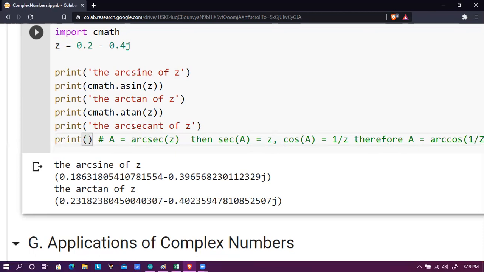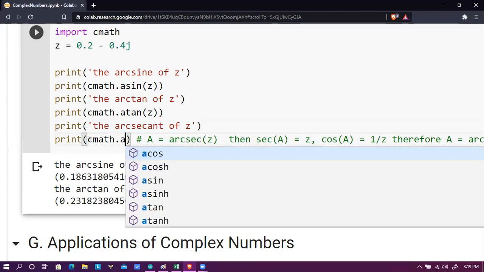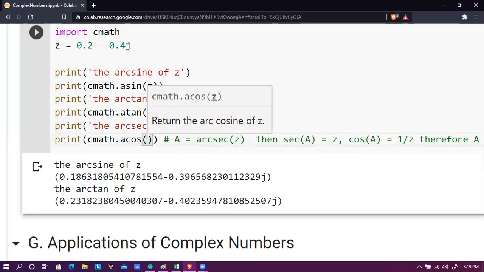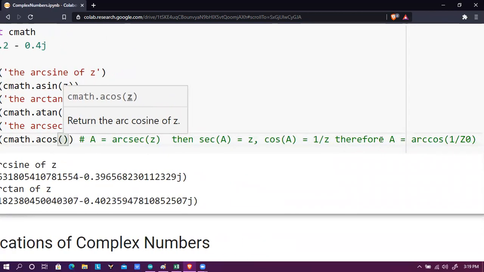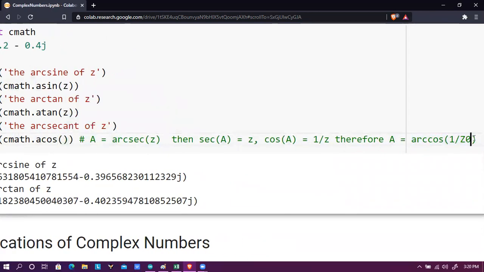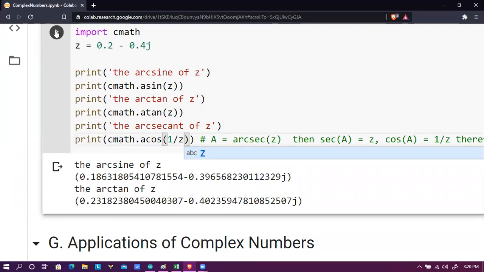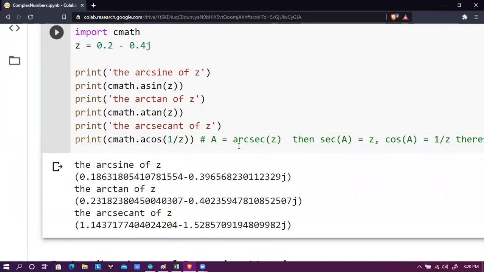Meaning to say, the arc secant of z is simply the arc cosine of 1 over z. Take note of that. This is just the arc cosine of 1 over z. Let's run the code. There you go. That is the arc secant of z.